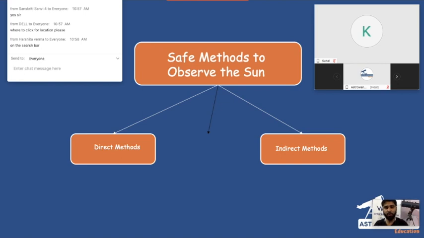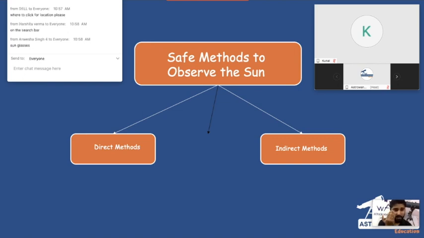So we are talking about two major types of methods that we have. One are the direct methods, and the other one is the indirect method. The direct methods are the methods where you are directly looking at the sun using some filter or something to obstruct the light, that can filter down the light so that the sun can actually be safe to view. Now you need to understand, why is sun harmful to your eyes? Sun is very bright, so bright that it can burn your retina, right?